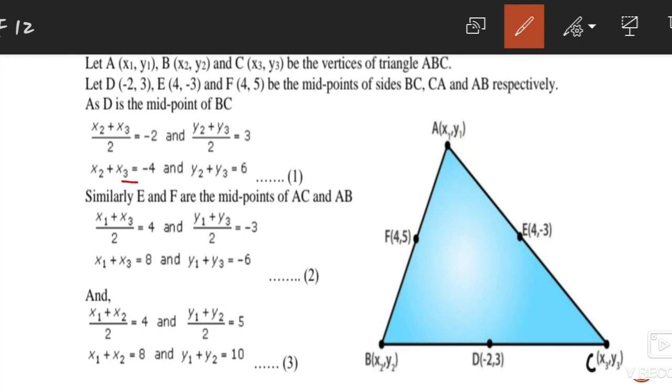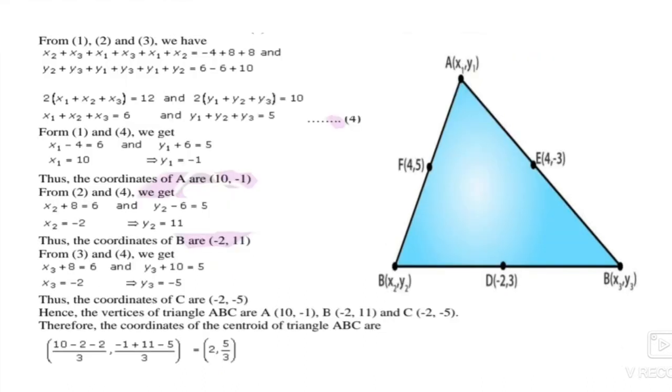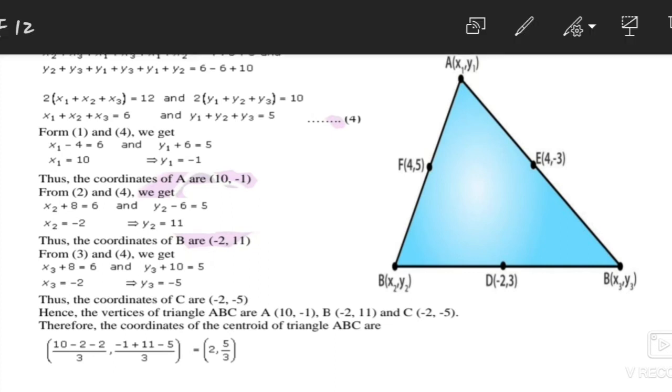Now if you add these three equations, you will get x2 plus x3, x1 plus x3, x1 plus x2 is equal to -4 plus 8 plus 8. Similarly, you will add the y equations. So from equation number 1 to 3, you are adding these three equations, and you will get two more equations. One is x1 plus x2 plus x3 is equal to 6. Another one is y1 plus y2 plus y3 is equal to 5.